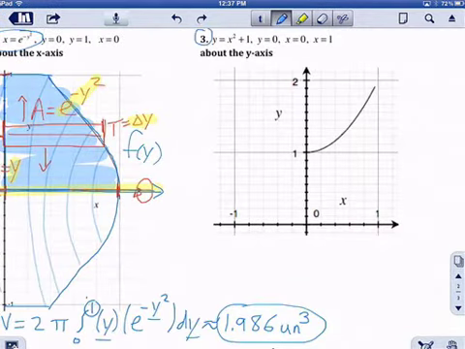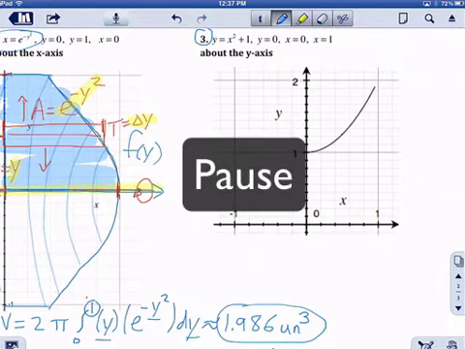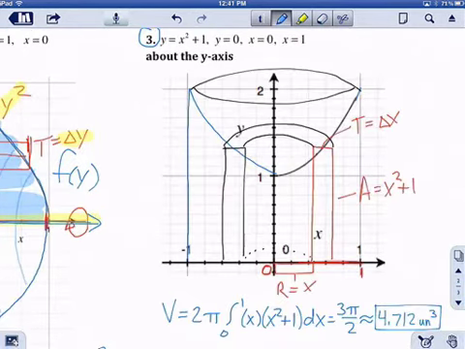All right, I want you to try number 3 on your own. Go ahead and pause the video, and when you're done, come on back to check your work. All right, welcome back. Go ahead and check your work here. Check your rectangle, your radius, your altitude, your thickness, and that you actually found the volume using this integration formula, and you should have gotten about 4.712 cubic inches. All right, let's move on.